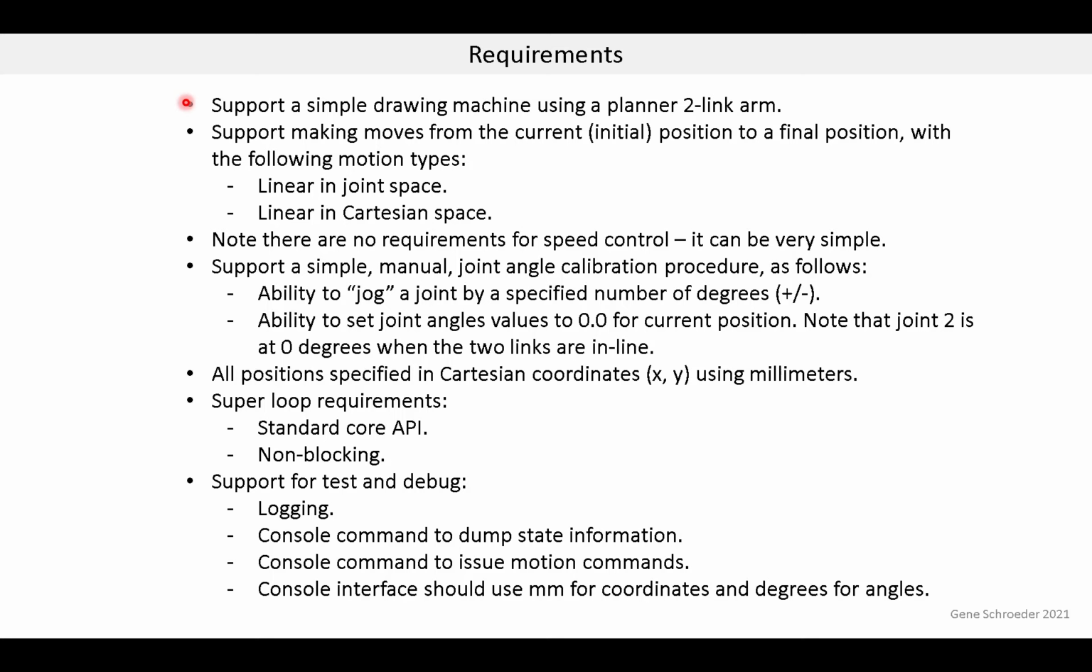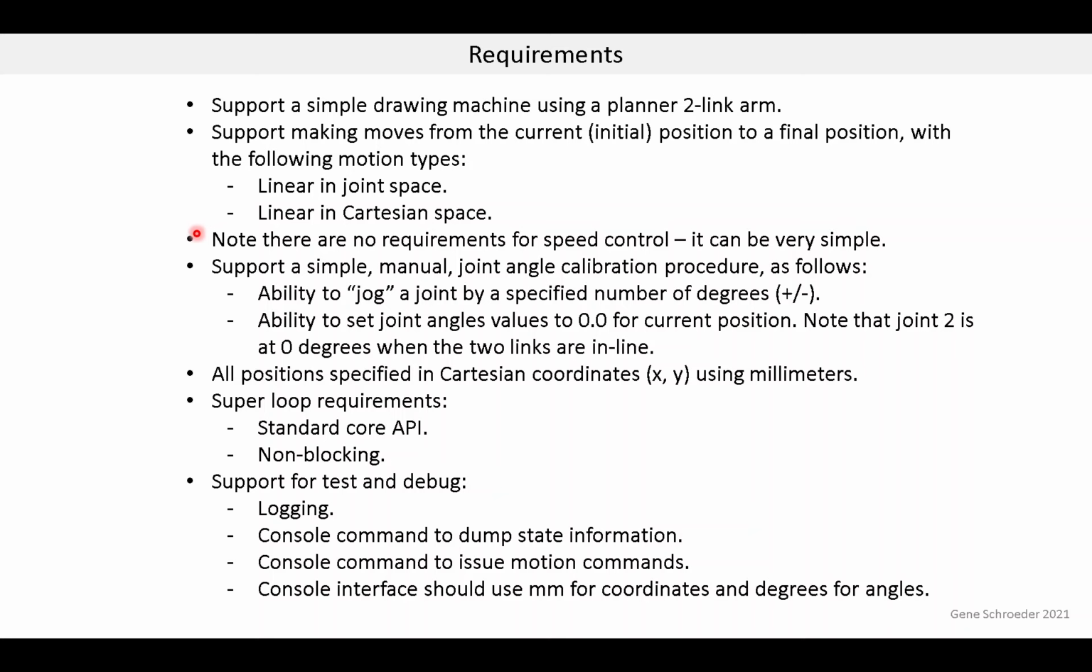The first requirement is just the base one. We have to support a simple drawing machine using a planar two-link arm. Next, we have to support making motions from the current position to a final position with the following motion types: linear in joint space and linear in Cartesian space. This is the heart of what we've been working on in these video lessons. This is where we use kinematics and trajectory planning.